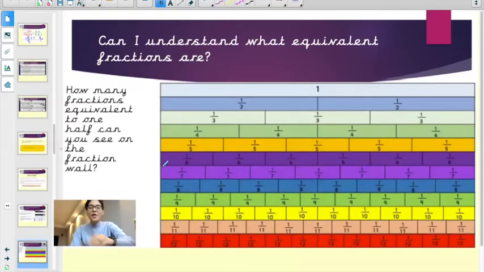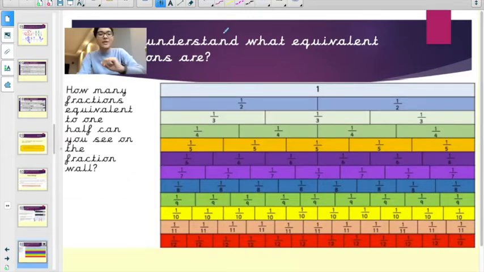Over here, how many fractions equivalent to 1/2 can you see on the fraction wall? I'd like for you to give it a go, and then I'll tell you the ones that I can see. So 1/2 is over here, just to bring your attention to it. What fractions are the same size? I'm going to give you one as an example. What I'm going to do is I'm going to draw a line to see where that half finishes. And I'm going to see if there's another line that comes my way just there. Okay, so I've got another line.